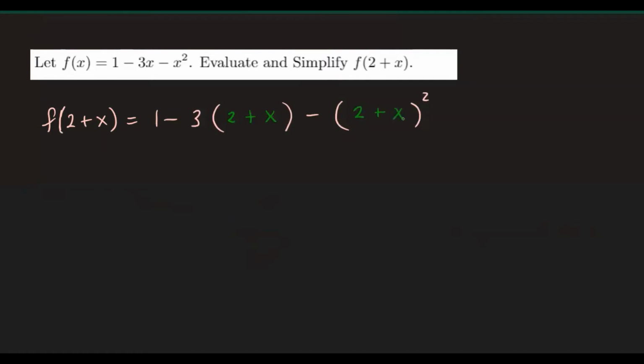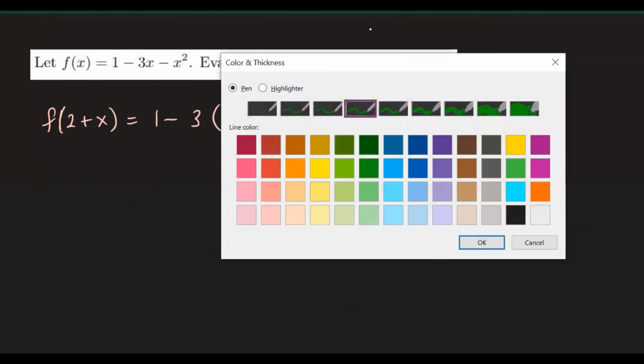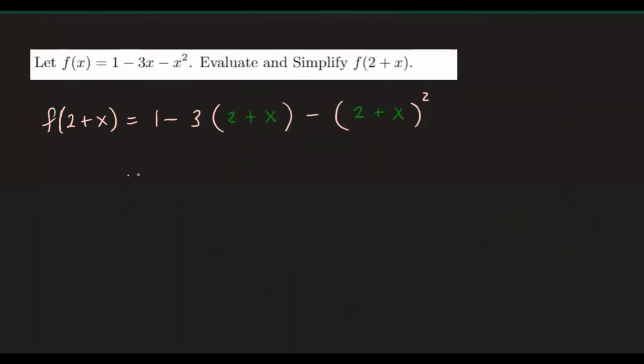So that's the setup. Now let's go ahead and simplify this. So we have 1, and for the first parentheses, we're going to distribute negative 3. So that'll be negative 6 minus 3x. For the second one, we're going to expand that. So we have minus 4 plus 4x plus x squared.